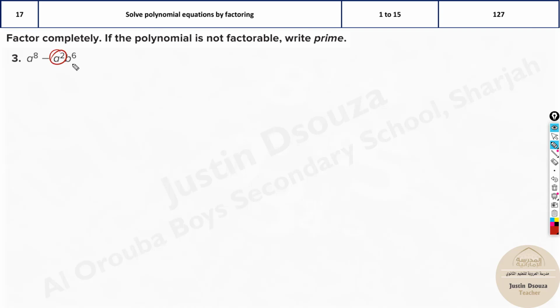You can see that a squared is an odd man out over here. So what we will do is we'll take the a squared term outside, and we will remain with a squared gone. So from both of these, 8 minus 2, that'll be 6, minus b to the power 6. Now we can't directly use the a cubed minus b cubed formula, that is (a minus b)(a squared plus ab plus b squared).